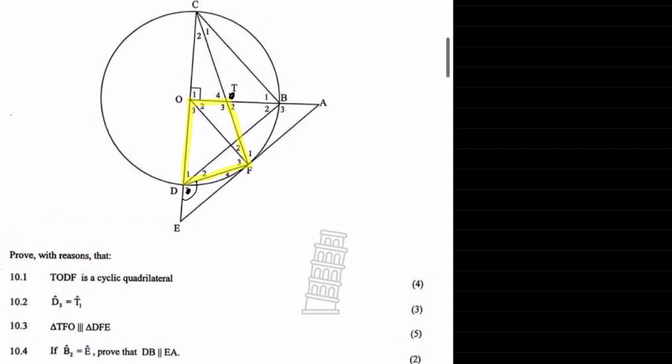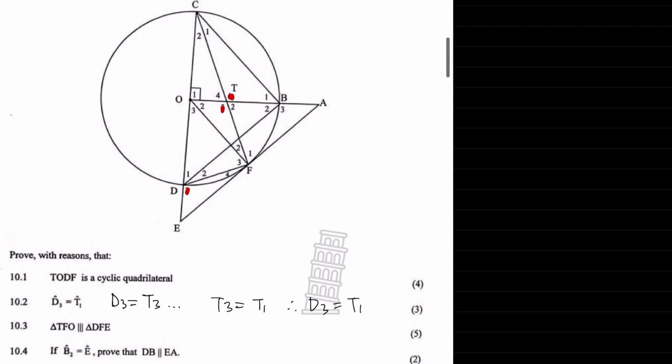So basically what we need to write here is we'll say that D3 is equal to T3, and then T3 is equal to T1. Therefore, D3 is equal to T1. Of course, the reasons again, exterior angle is equal to the interior opposite, and then vertically opposite angles. All right, now what I'll do is I'm going to just color code this. So that is equal to that, which is equal to that.